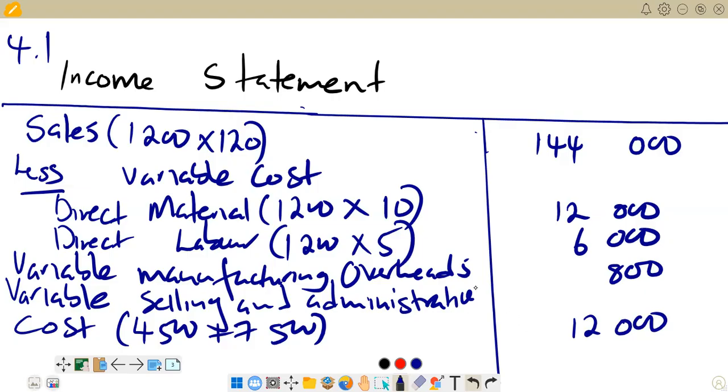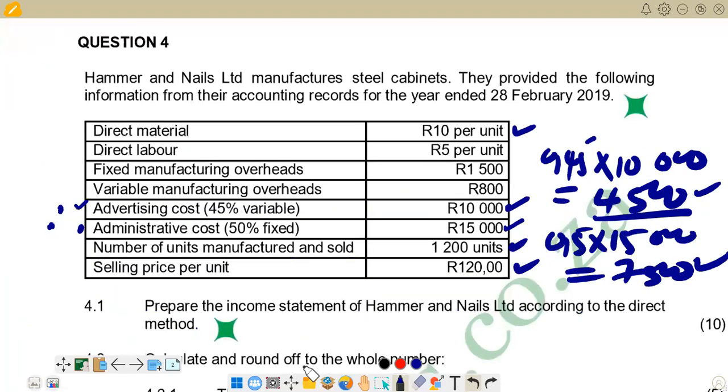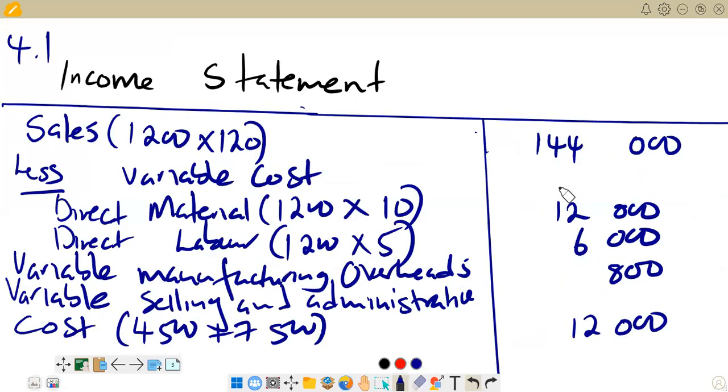So we check again if you have got another variable. We are seeing that here is the last one being variable. After that, we have got a number of units manufactured and sold, and then selling price per unit. So that's the end of the variable part. Then so we can now add to get the total. And remember, the total we said is coming here, where we are saying less variable costs. So the total will come here.